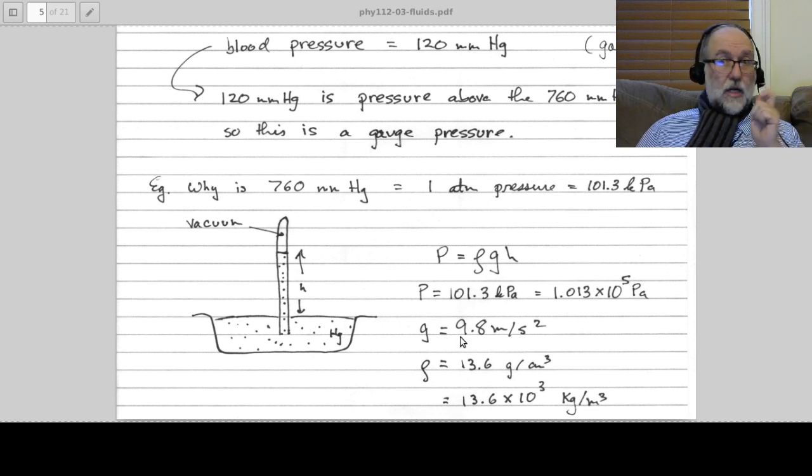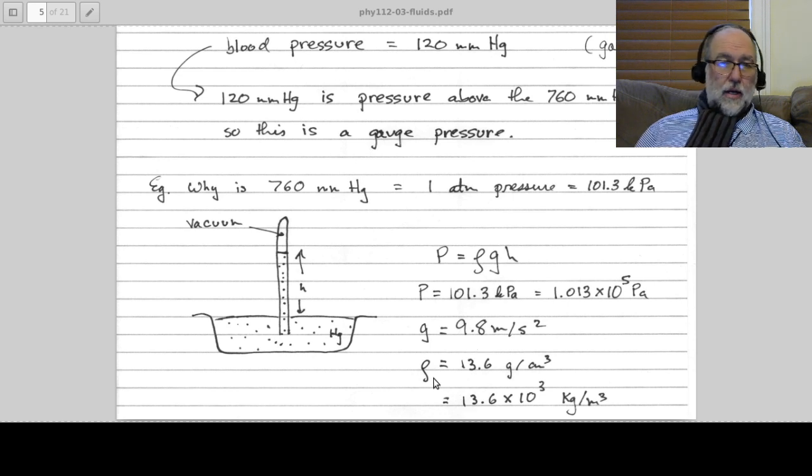g is 9.8. I'm going to use some more accurate numbers here so that we can get a better number out at the end, okay? By the way, on a test or an assignment, I'll make sure that I tell you when it's okay to round off to 10 and when you should not, because sometimes you want a more accurate number. So we'll use 9.8 here.